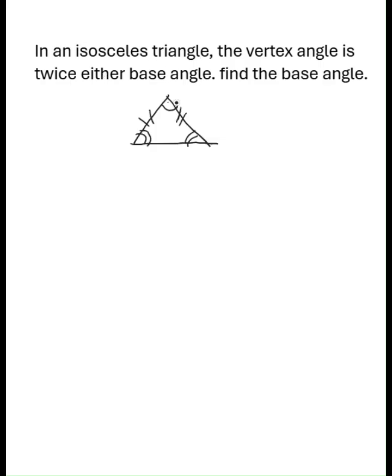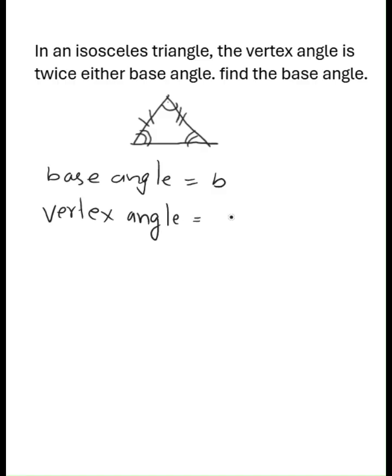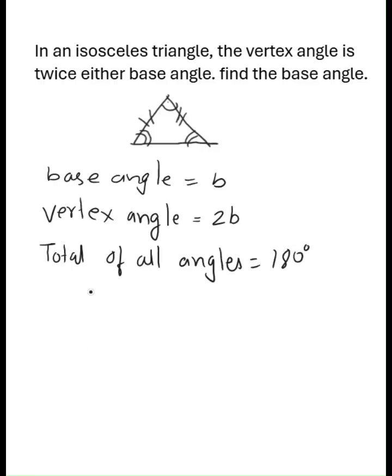Now, here it is saying the vertex angle is twice as the base angle. So if the base angle is, say B, then the vertex angle will be twice as B. That means 2B. And we know that the total of all the angles is 180 degrees.